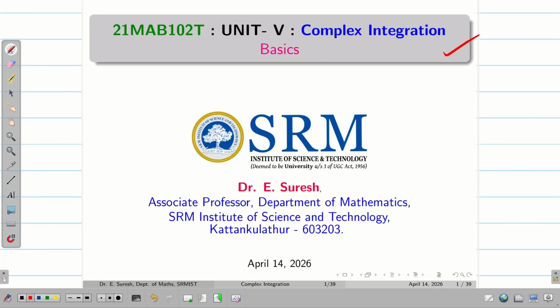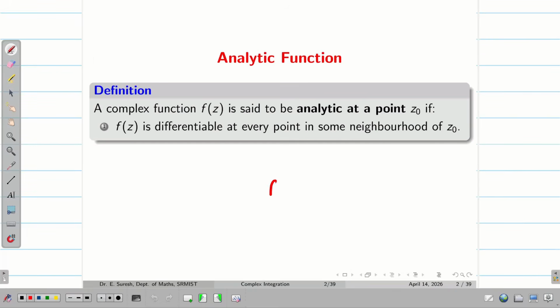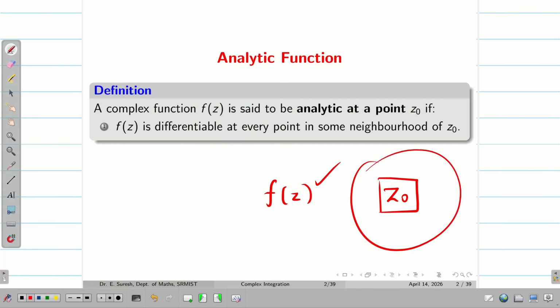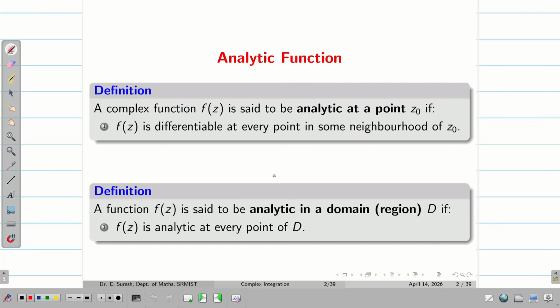In the previous chapter, we learned the definition of an analytic function. A function f of z is said to be analytic at a point z0 if f of z is differentiable at every point in some neighborhood of z0. We have another definition: f of z is analytic in a domain capital D if f of z is analytic at every point of D.